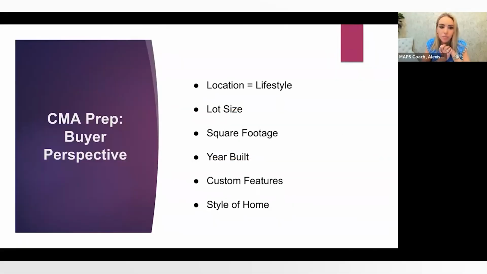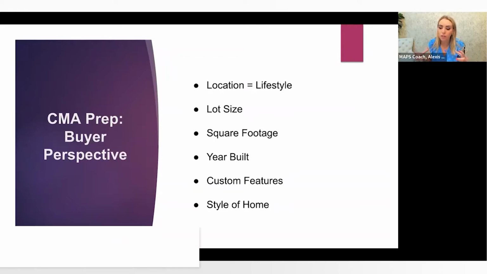So when we go into a CMA, we're looking at it from a buyer perspective because that's our target market, right? So we want the seller. We always take our laptop. So when you're at your computer prepping this, it's going to be really the same. You're going to take the client through the same process in front of them. But we would pull the neighborhood first.